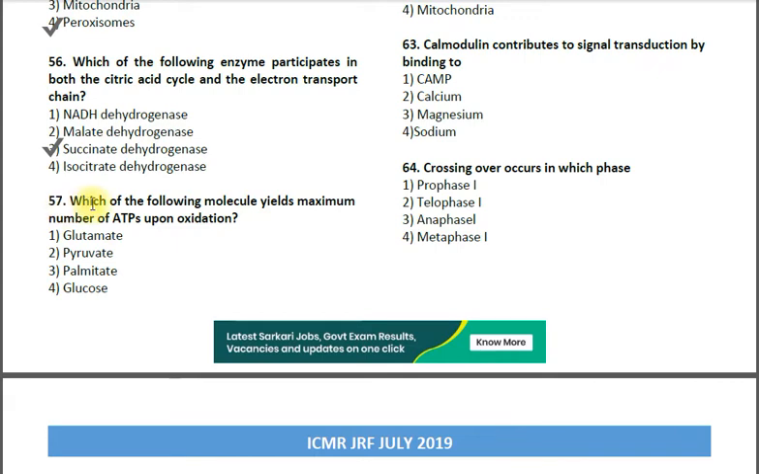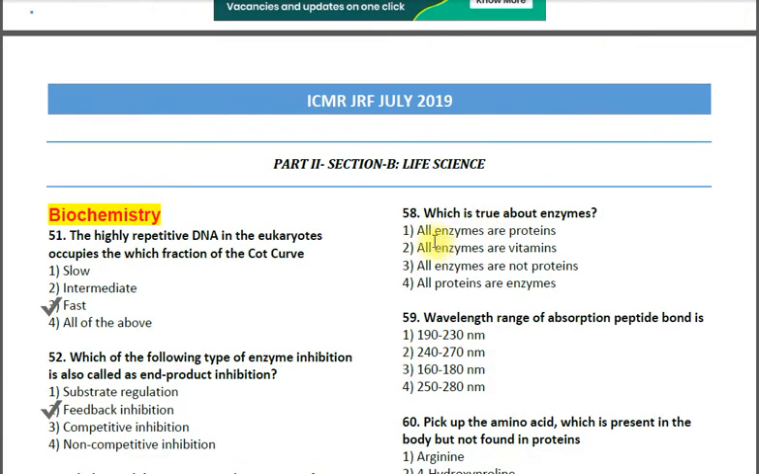Question number 57. Which of the following molecules yields the maximum number of ATPs upon oxidation? Options are 1. Glutamate, 2. Pyruvate, 3. Palmitate, 4. Glucose. This is a very simple question. Hope you have guessed the correct answer. The correct answer is 3, Palmitate.